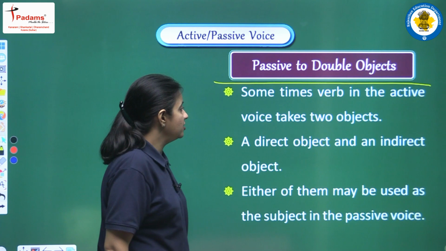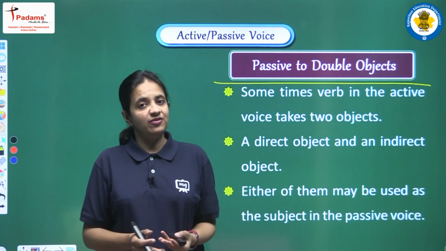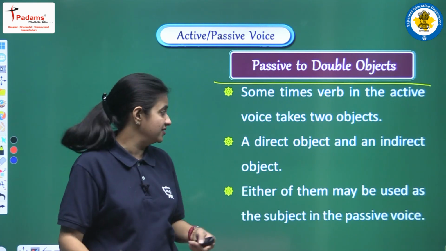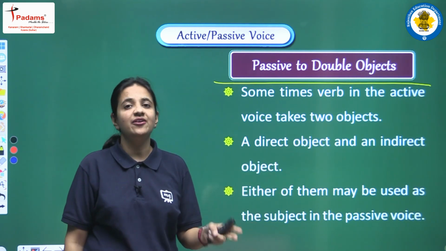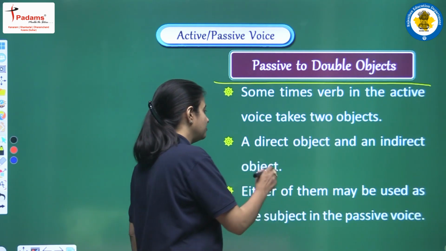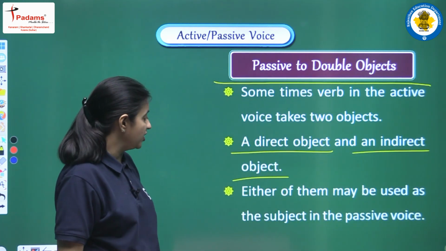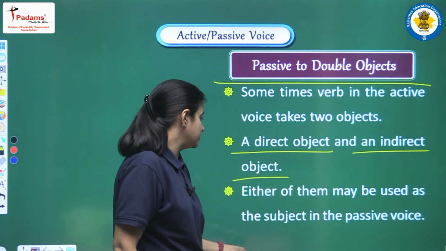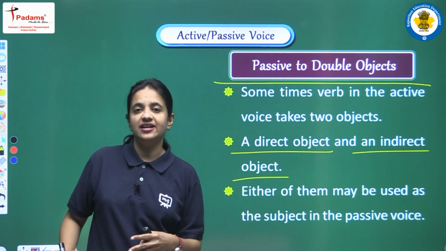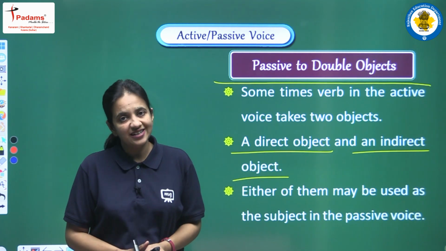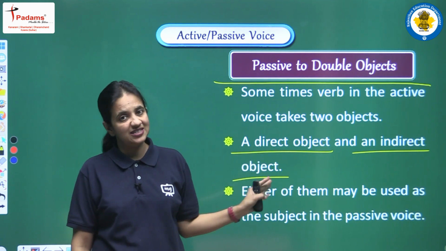Sometimes verb in the active voice takes two objects. So yes, sometimes we can have such a sentence in which we are having two objects, a direct object and an indirect object. So when we are having two objects, one of them is known as direct object and the second one is known as indirect object. Either of them may be used as the subject in the passive voice. Now this thing is clear that when we are writing a sentence in the passive voice, then obviously our sentence will start with the object, but now we are having two objects in the sentence.